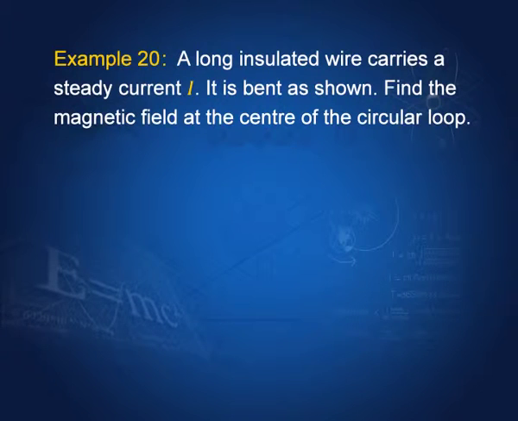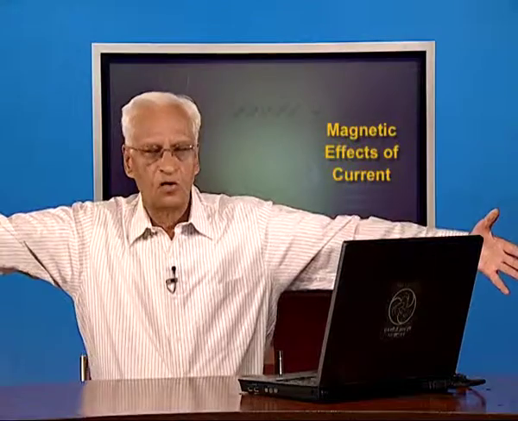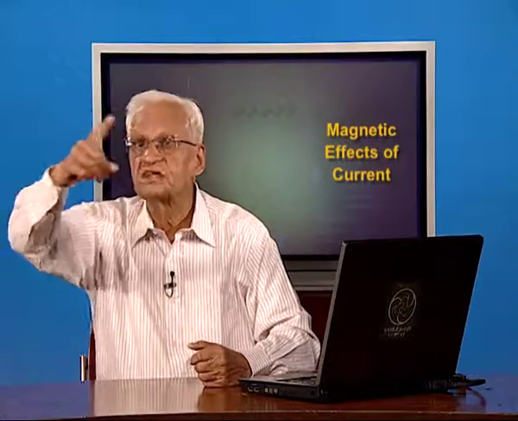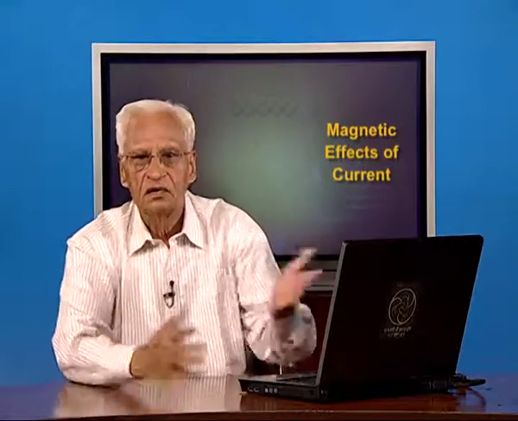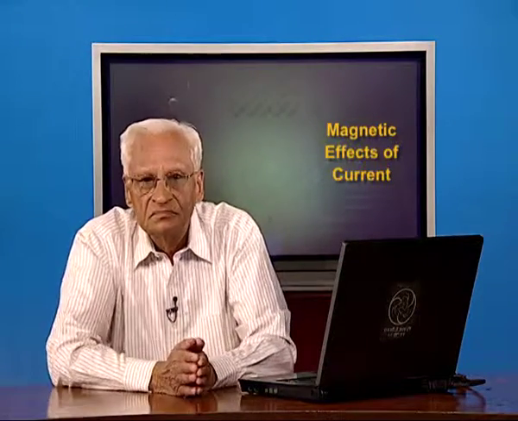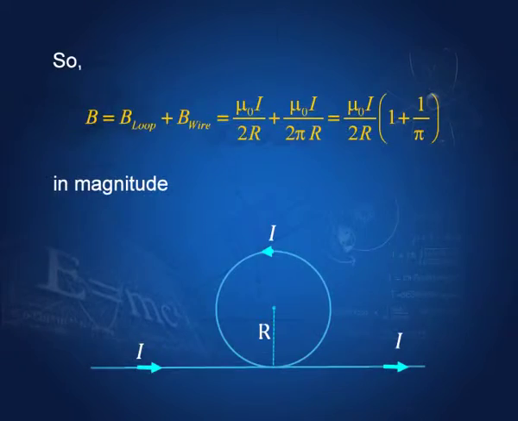Now, let me repeat something that we did earlier. I have now a long wire, very long wire, and I make a loop of this as shown here. So, in the loop the current is going anticlockwise, and in the wire it is going in this direction. So, I want to find out the field at the center of the loop. Since we know both the expressions, due to a loop and due to a long current, we can just add them or subtract if the fields are in the opposite direction.